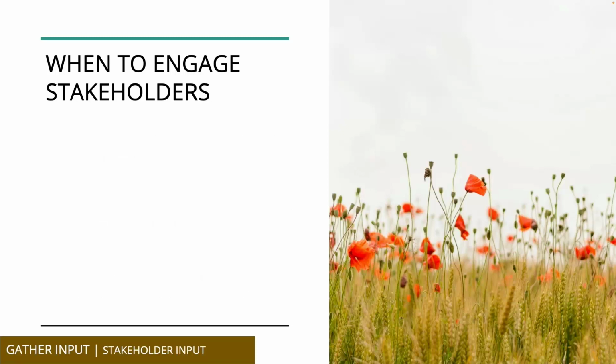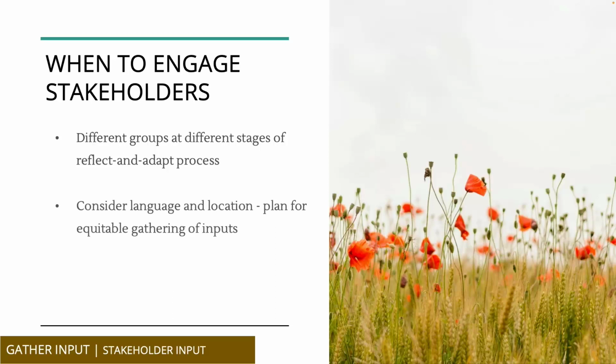The way you choose to engage your stakeholders and partners will be specific to your project program and context. It will likely change over time as participants become more familiar with the purpose and outputs of the process. Here are some considerations for when and how to engage the right people at the right time. You may choose to involve different groups of stakeholders at different stages of the reflect and adapt process. Different languages and locations may make it difficult to include all groups in one workshop or to use one tool or document across all participants.